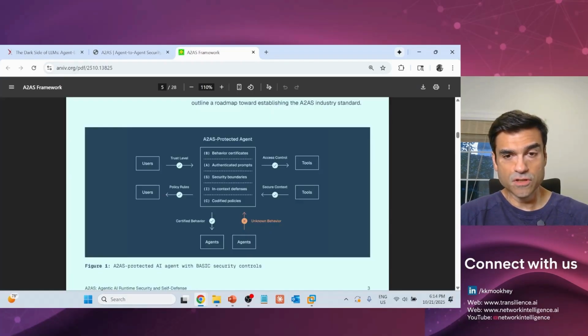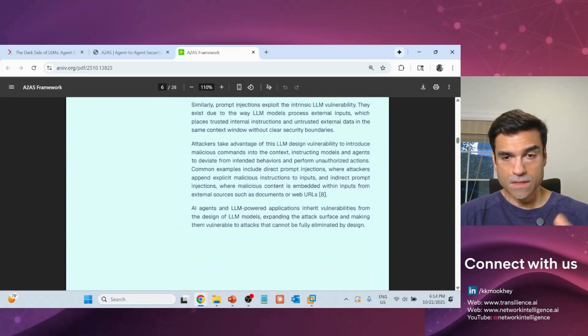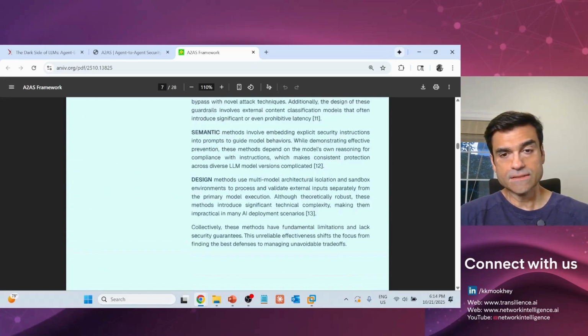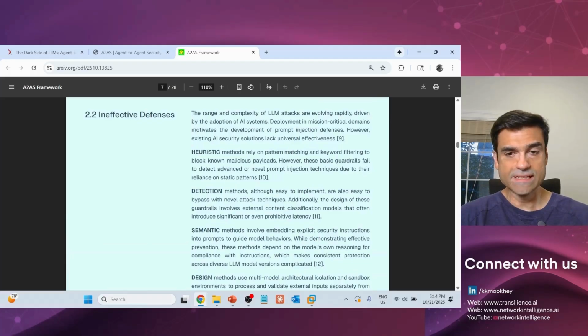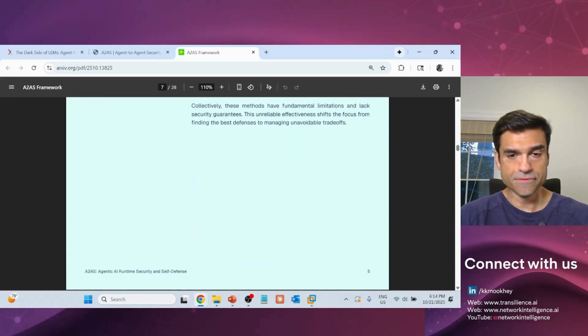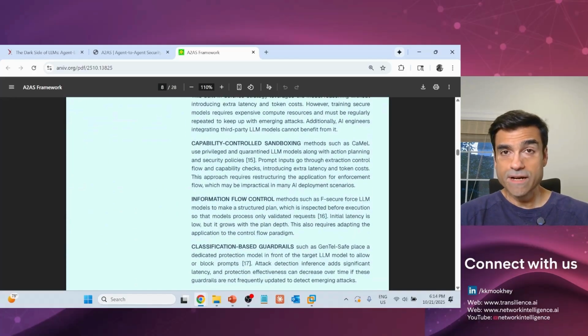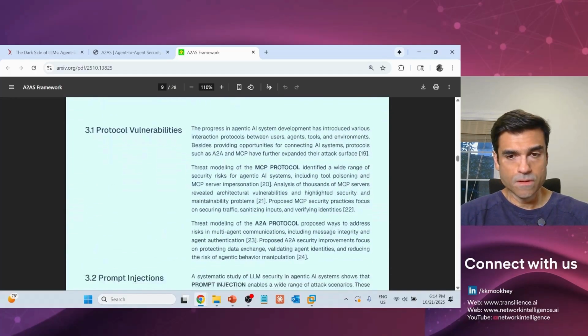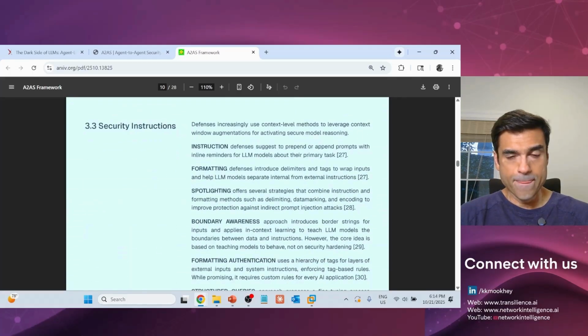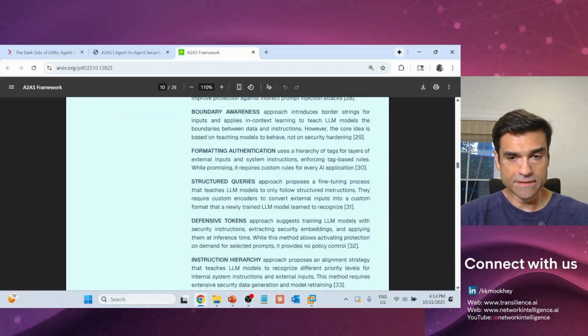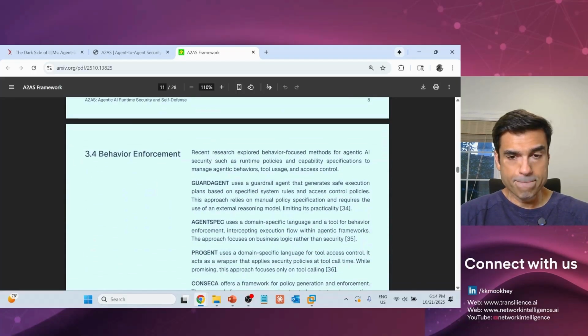And then this paper goes on to define what this kind of a framework would look like. It very clearly defines the problem statement, evaluates existing defense mechanisms and why they are not effective, or why they might be more complex, and then it defines what these instructions and security protocols would look like. So it defines as certain examples how behavior enforcement would happen.